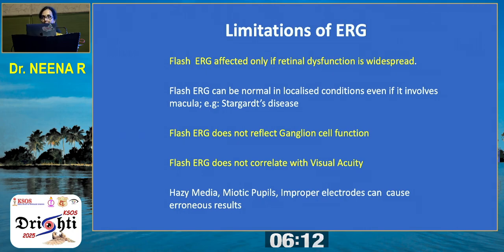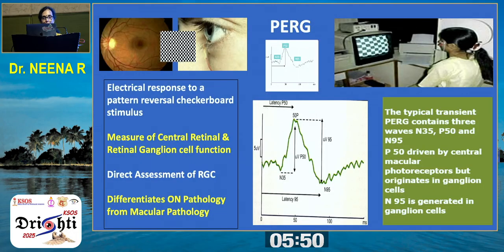For example, you may have a patient with very poor vision, as in Stargardt's with macular atrophy, but the ERG may be normal. So you have to do a multifocal ERG in that patient to assess the depth of the damage. It does not correlate with visual acuity, and it also does not reflect ganglion cell function. A lot of other things can play havoc with your ERG measurements. This is something that you have to keep in mind.